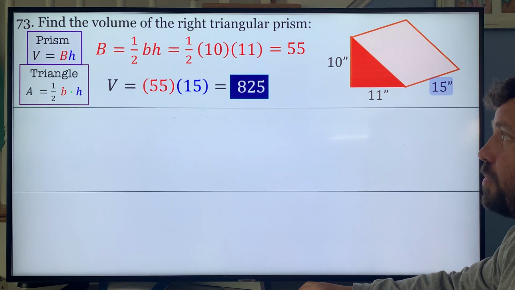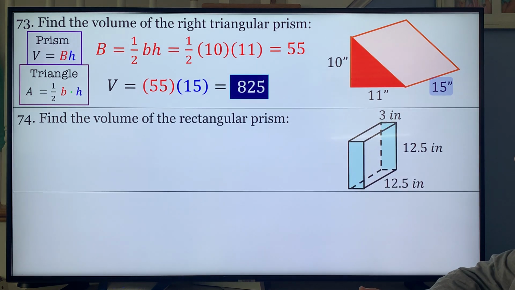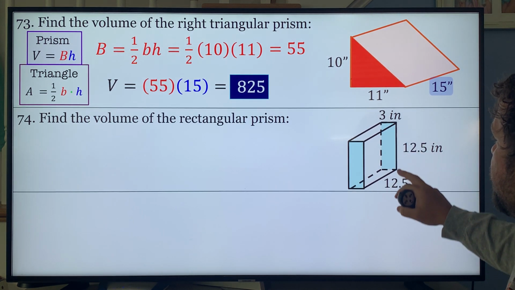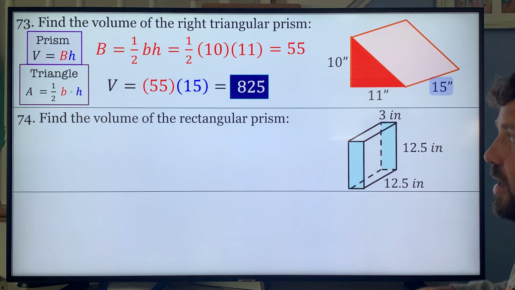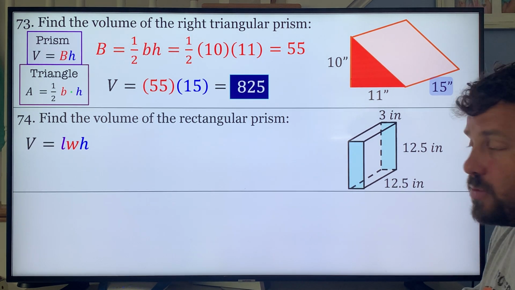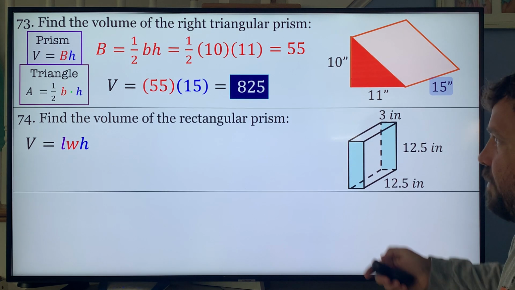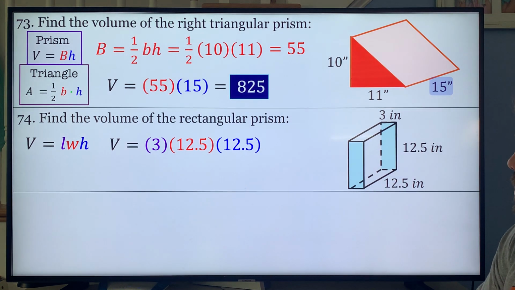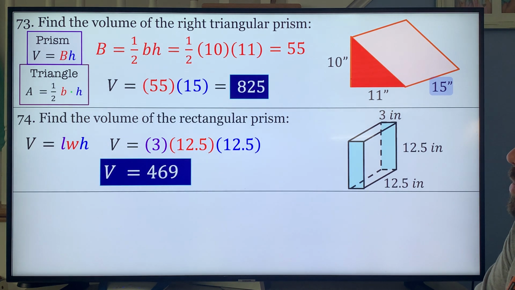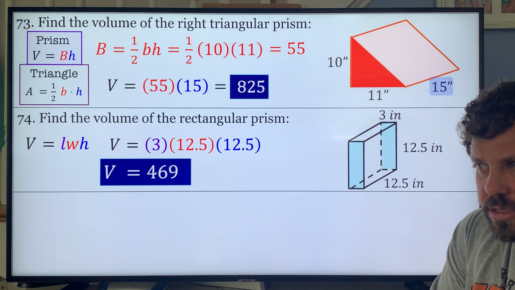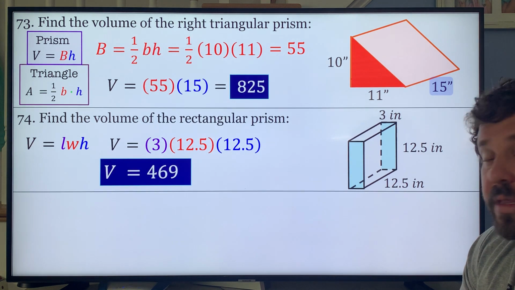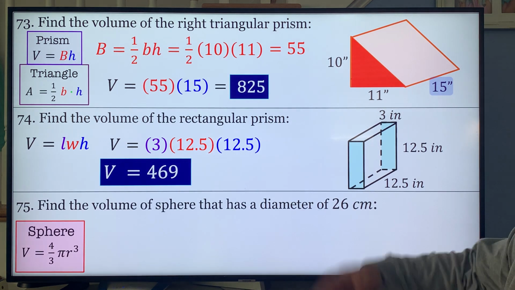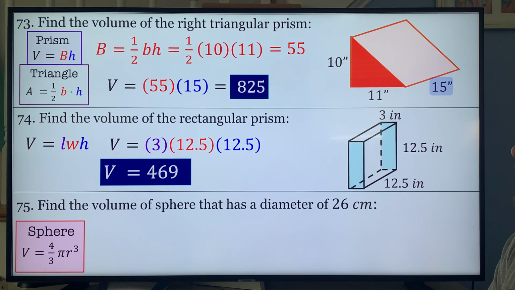Okay. Problem 74, find the volume of the rectangular prism. So you can do this the same way. You can do 3 times 12, find that, and then multiply it by the height, or just use the straight up formula, which is length times width times height. Length, width, height. So 12.5 times 12.5 times 3 gives 469 cubic units. Right? Units are cubed for volume, squared for area, and they're just by themselves for linear distances. Right? Find the volume of a sphere that has a diameter of 26.